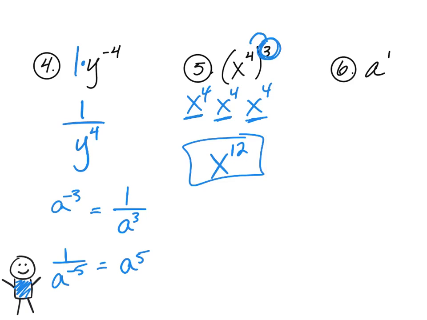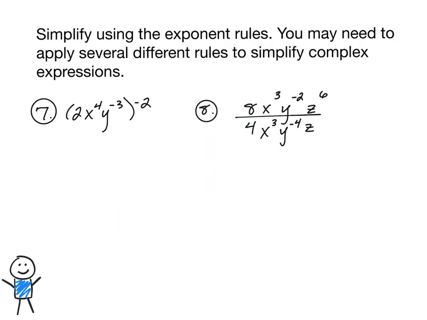And number 6, anything to the 1st power is that base number itself. So for instance, a to the 1st power is just an a. Take a look at these last 2 examples. These are the same rules as the previous 2 slides, except they're all mixed in together and you just kind of have to do them a little bit at a time like a puzzle.